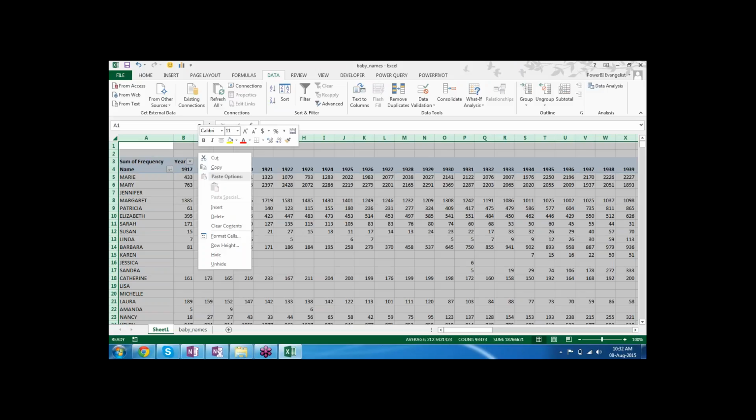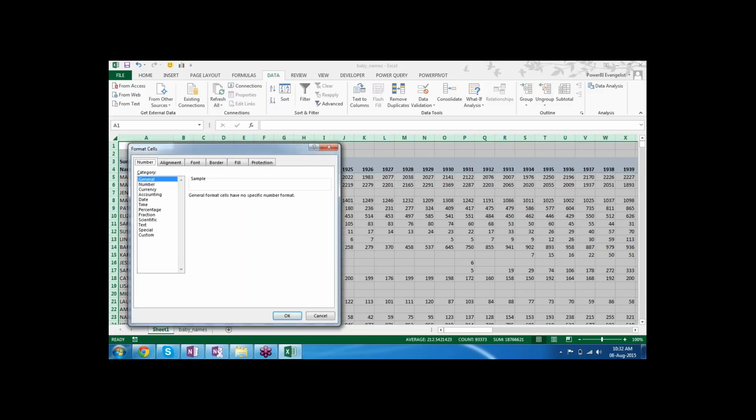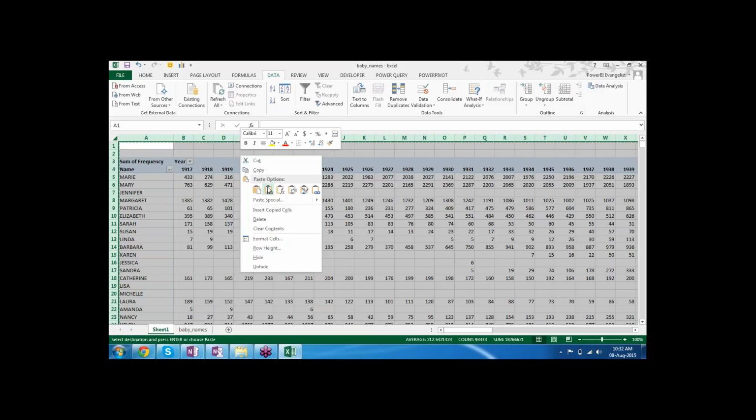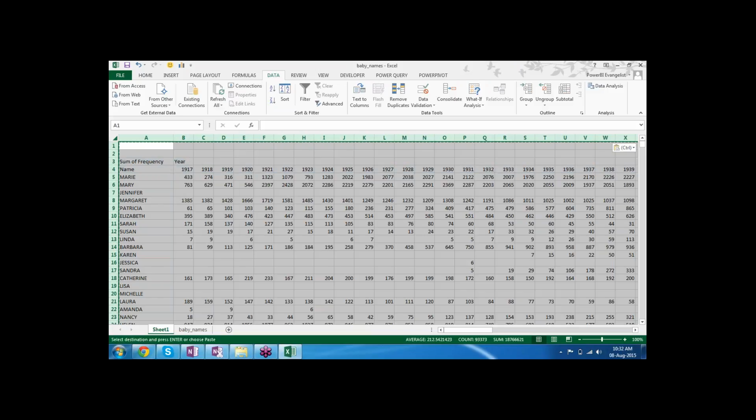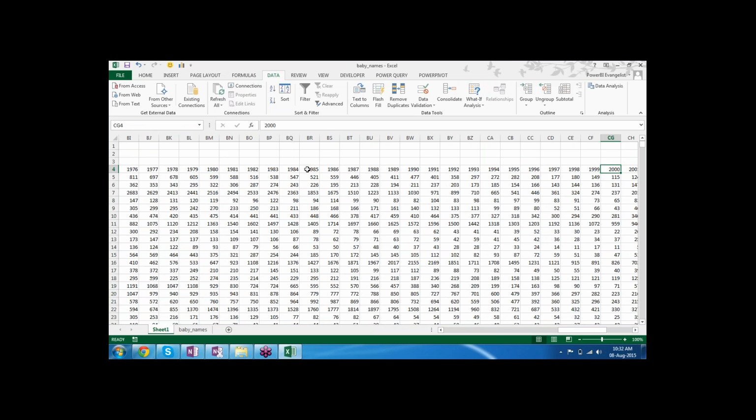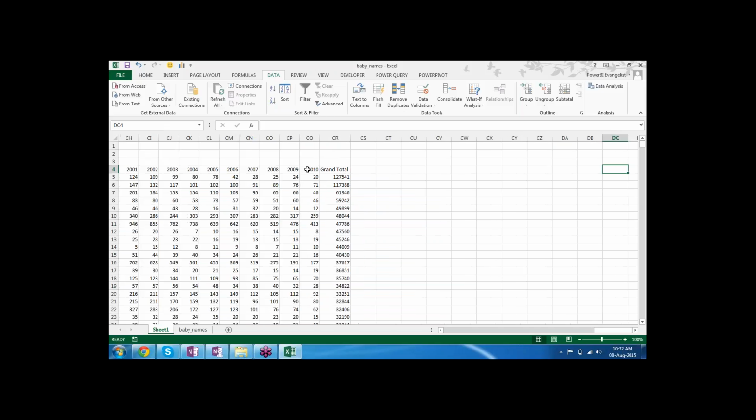Then anywhere just right click and say format cells. Sorry, just copy this and right click and say paste values. Now what happens is that your pivot table goes off automatically. So it is not there anymore. Now we will do the most interesting part of this particular section.